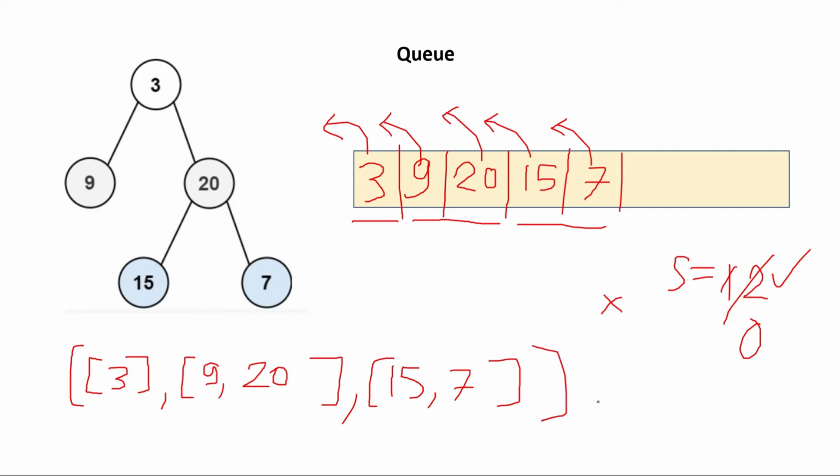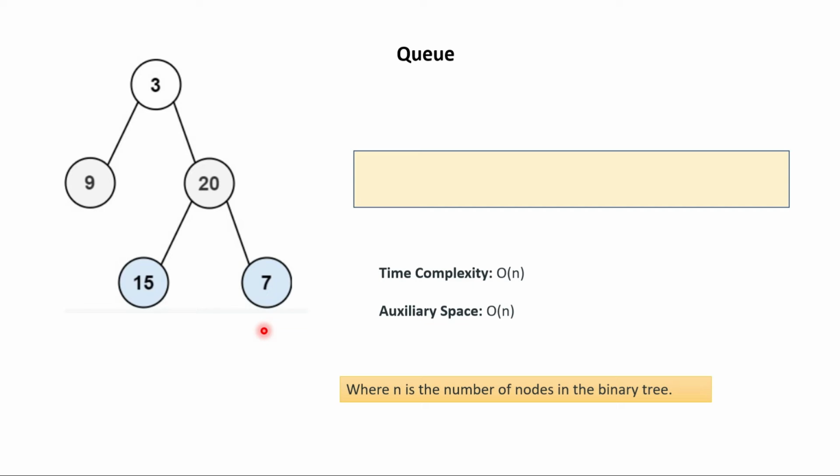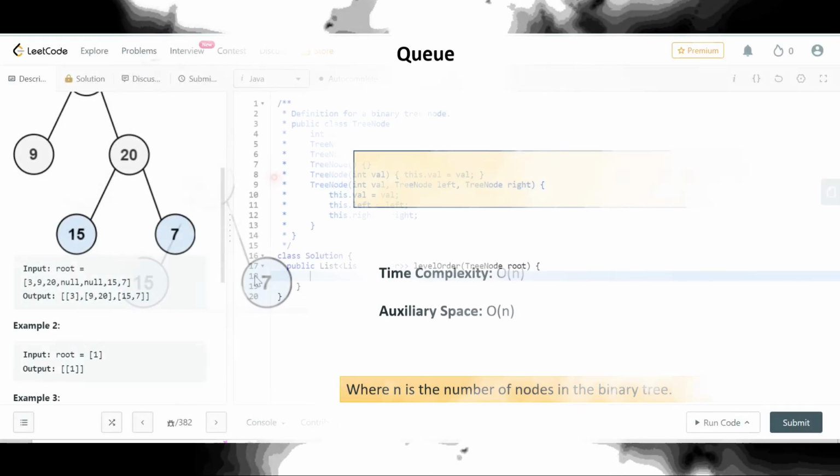Now we will check how to code this, and we will solve the problem which is present in Leetcode. So what will be the time complexity and space complexity in this case? Time complexity will be O(n), because every node we are traversing only once, and here n means the number of nodes in the binary tree. And auxiliary space will be O(n), because in the worst case every element can be in the queue, so at that time it will take O(n) space. So the time complexity will be O(n), and the space complexity will also be O(n) in this case.